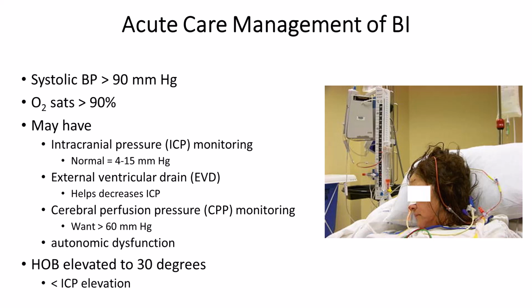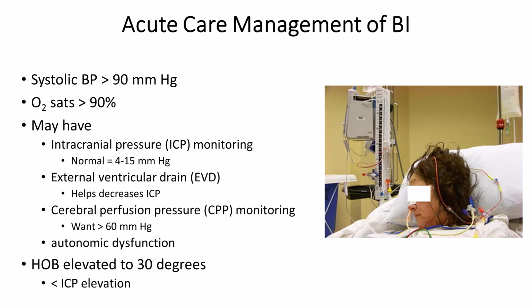The first is that the systolic blood pressure of this patient population should always be kept over 90 millimeters of mercury, and as normal, you want their oxygen saturation level to be greater than 90%. When working with this patient population in the acute care setting, you should also be aware that they might have intracranial pressure monitoring. This is a pressure monitor that's inserted through the skull of the patient and is monitoring the amount of pressure inside the skull. Normal ICP is going to be 4 to 15 millimeters of mercury.